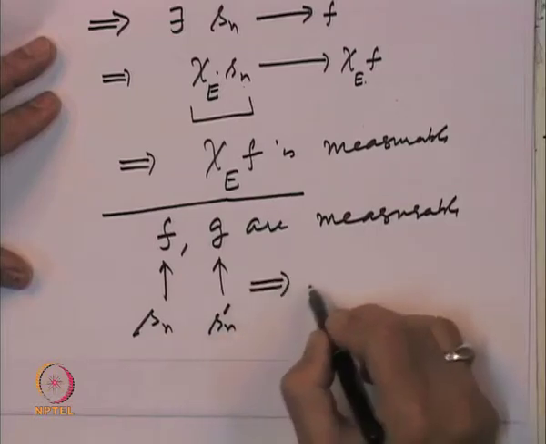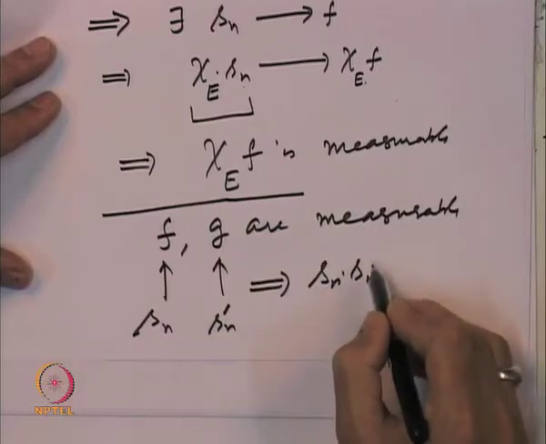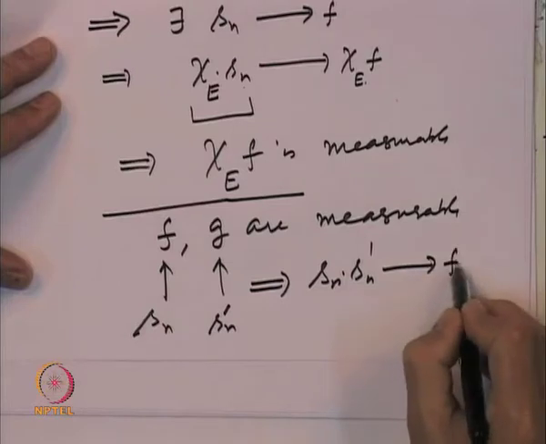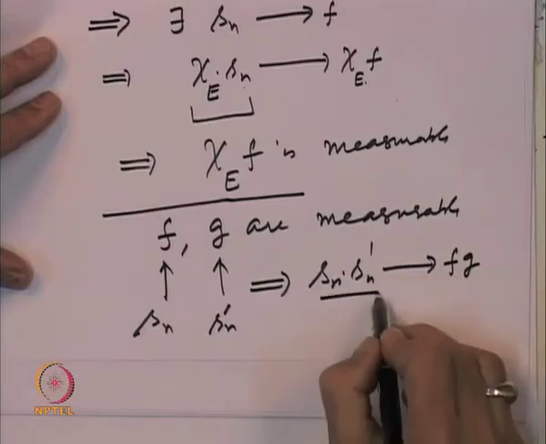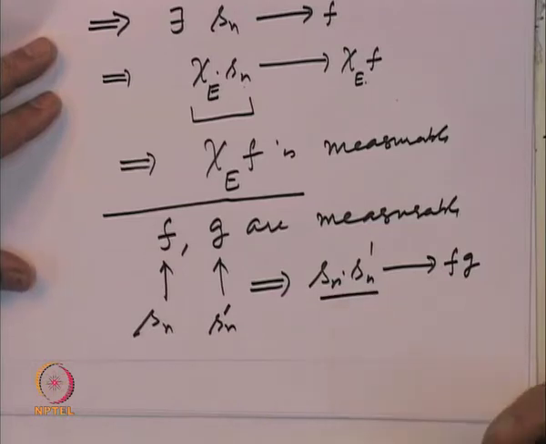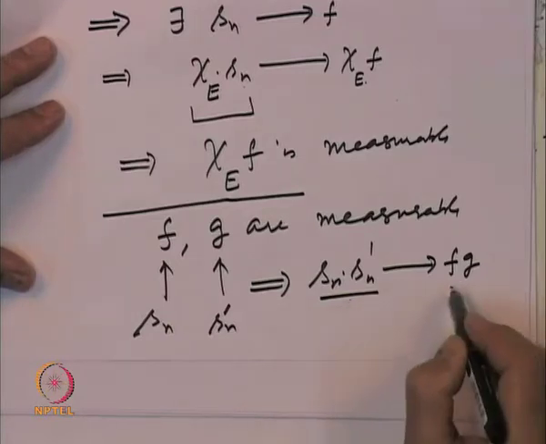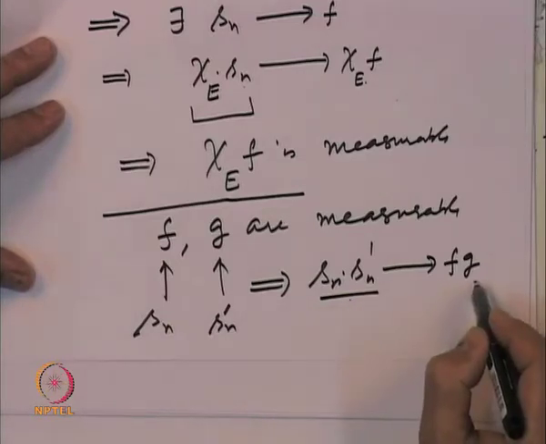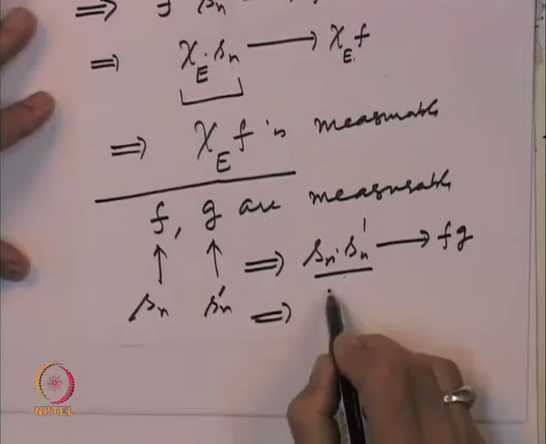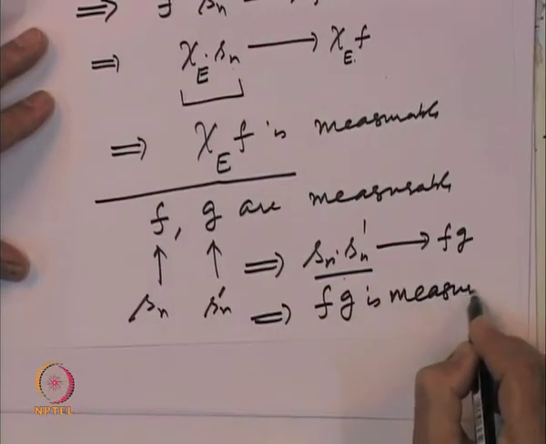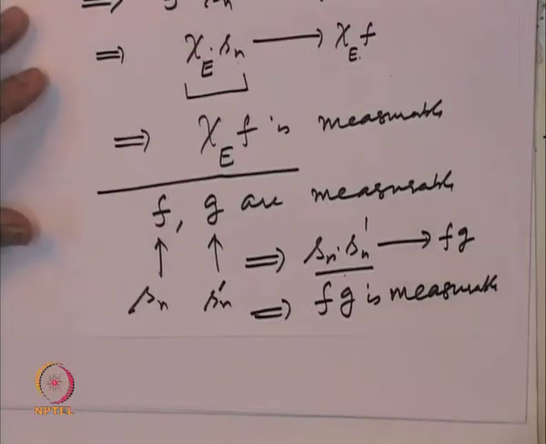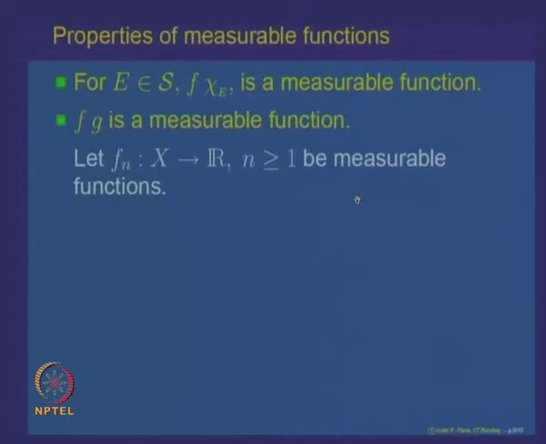So, that implies if I multiply S n and S n dash, that converges to f times g. And the product of simple measurable functions we have already seen is again a simple measurable function. So, a sequence of simple measurable functions converging to f g implies that f g is measurable. So, product of measurable functions is also measurable.